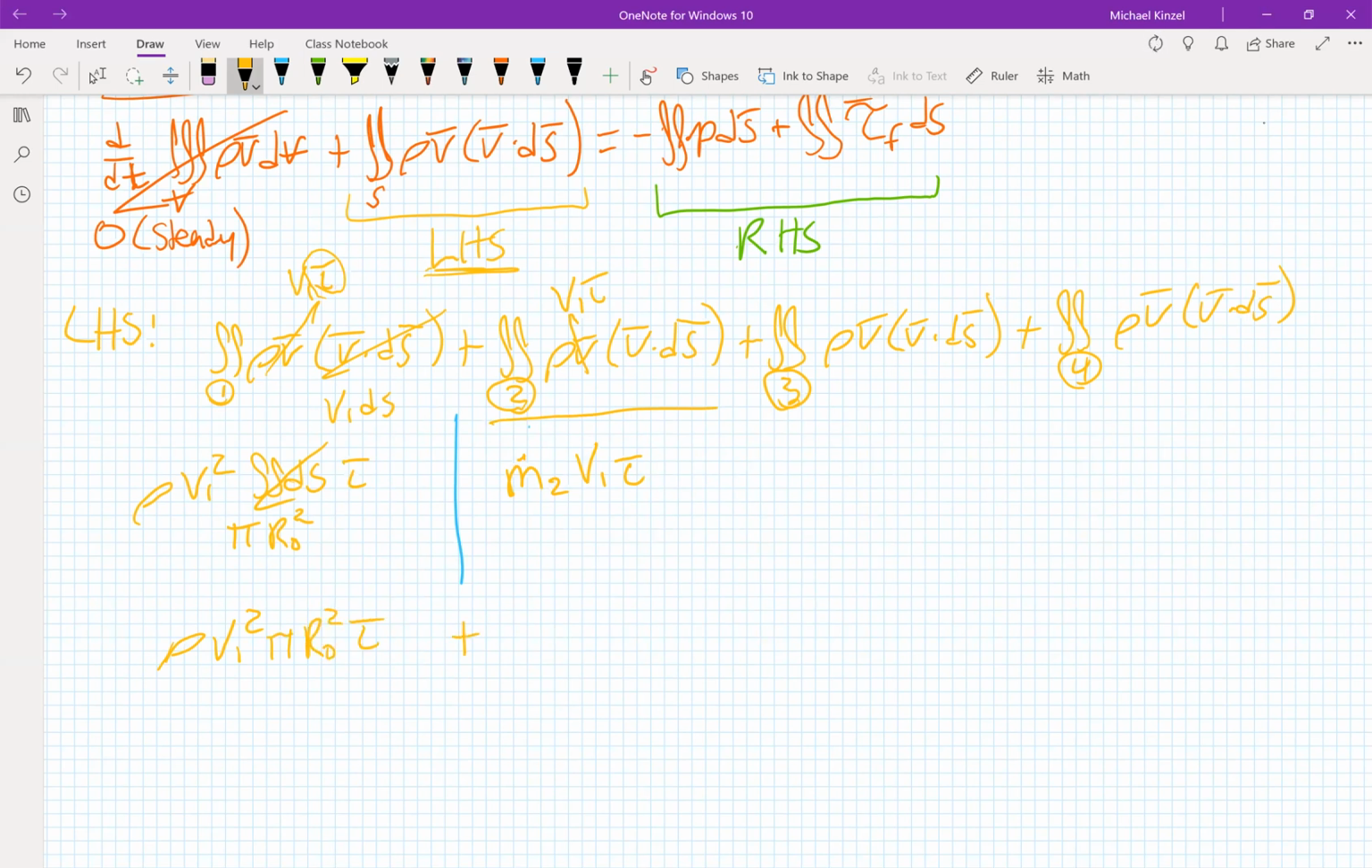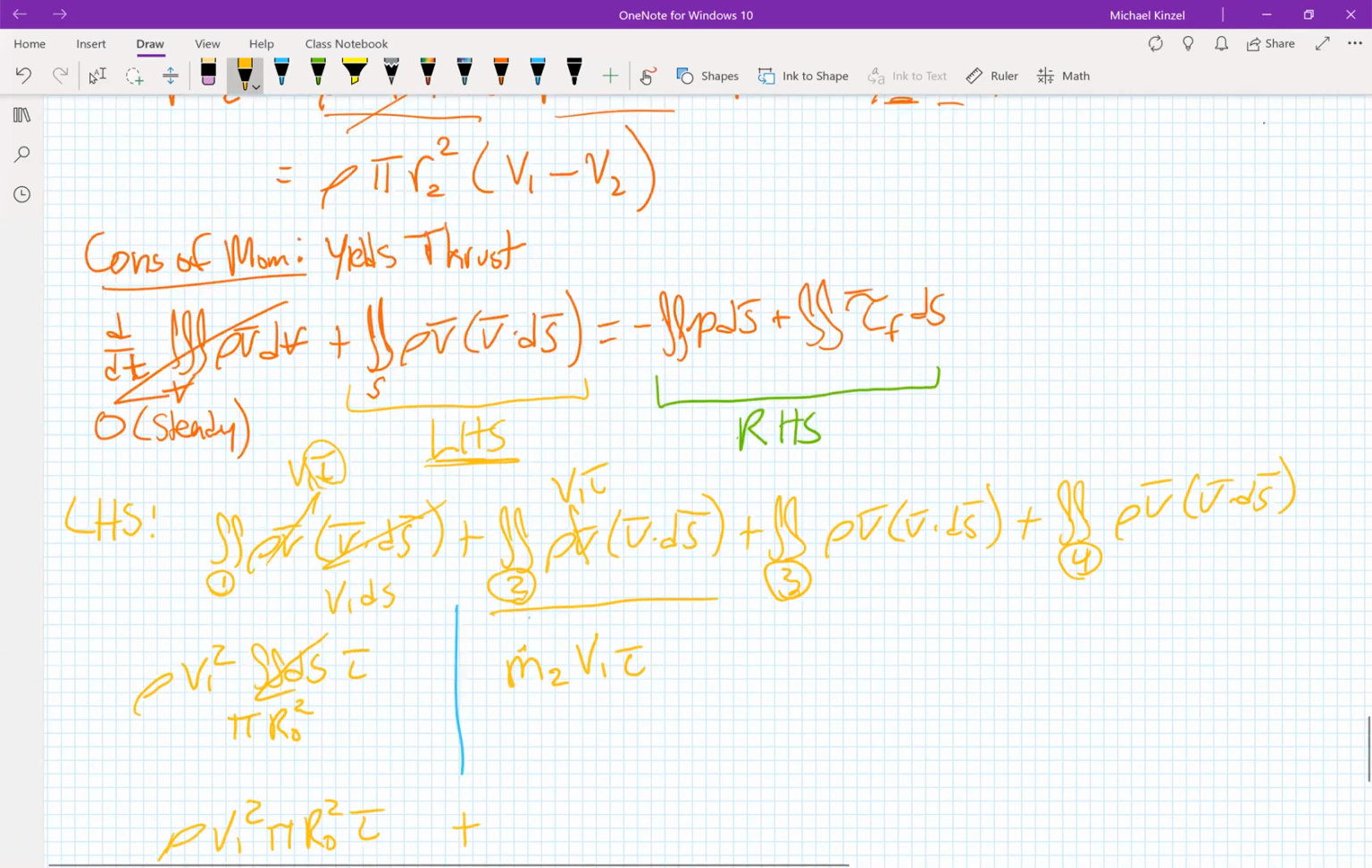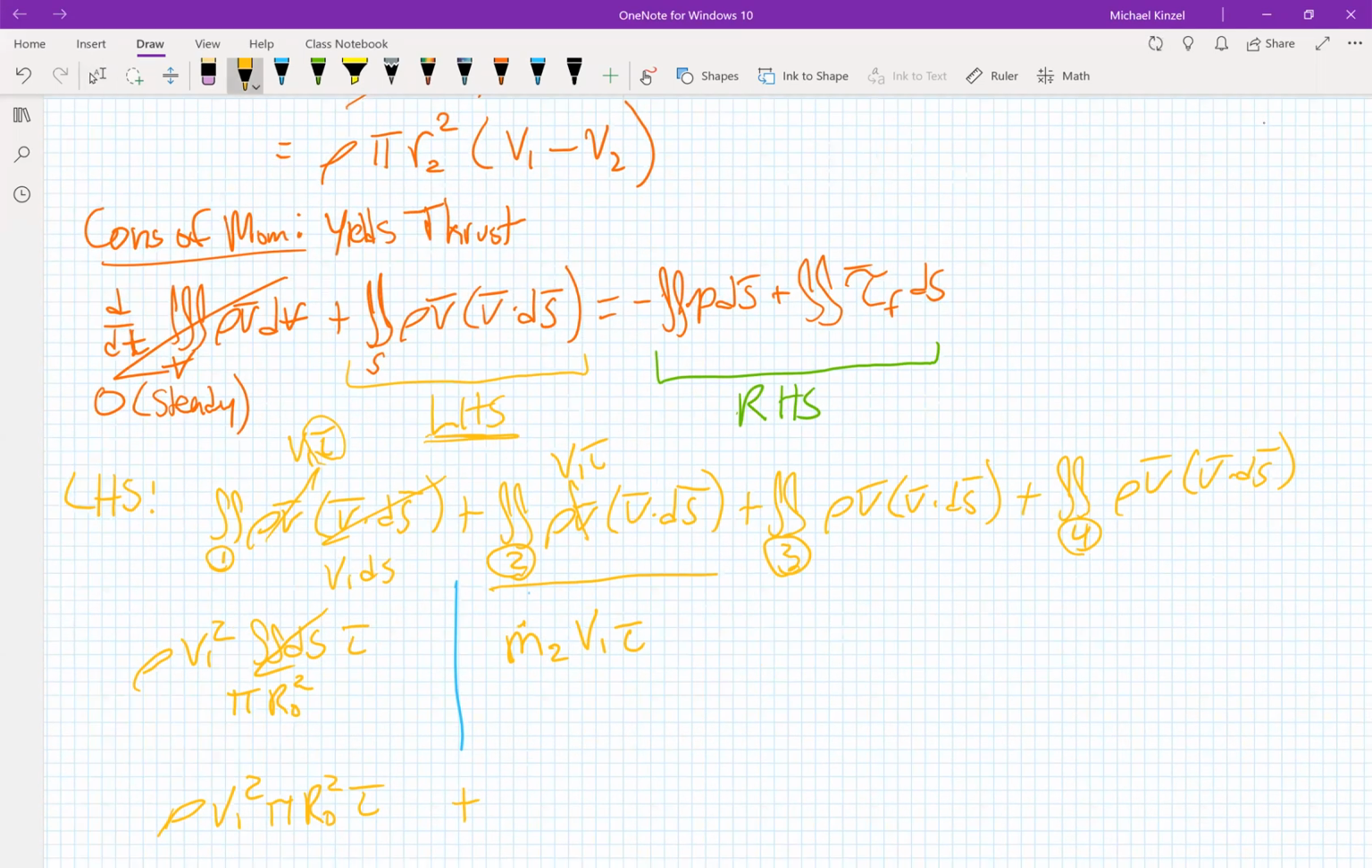This entire term, if we plug in what we got from before, is going to be rho pi little r squared times v1 minus v2 times this one, v1 I.